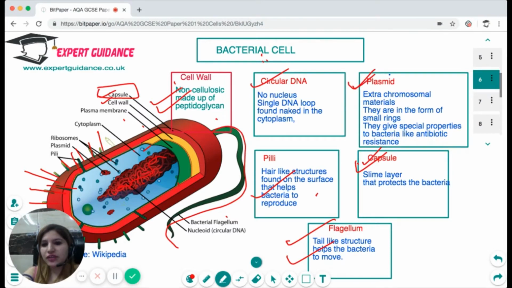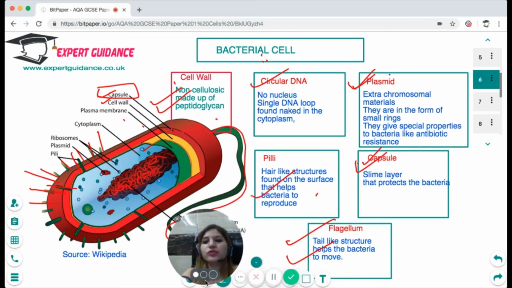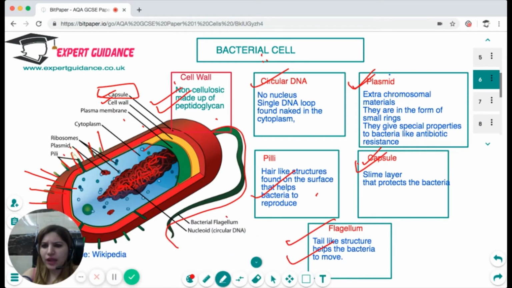You can see here they have plasmid. Now, plasmids are the extra chromosomal materials which are found in the bacteria. So you can see these extra stretches of DNA. These are plasmid, and they are in the form of small rings, and they give special properties to bacteria like antibiotic resistance. Okay, so I hope all these organelles, this labeling and their functions are clear to you.